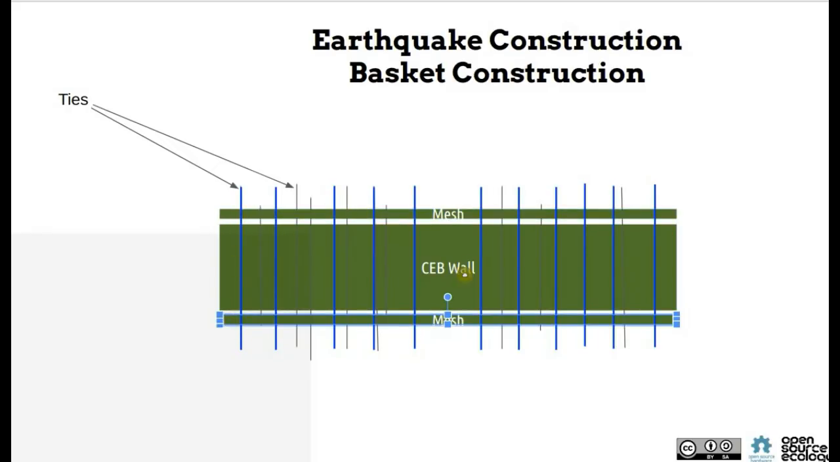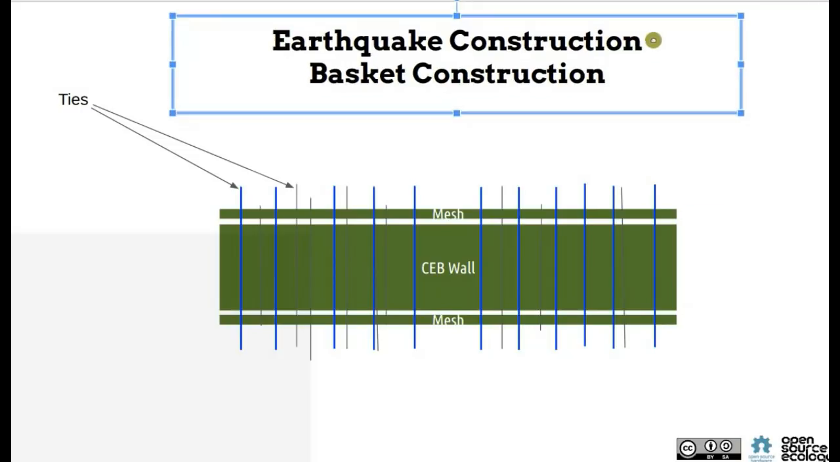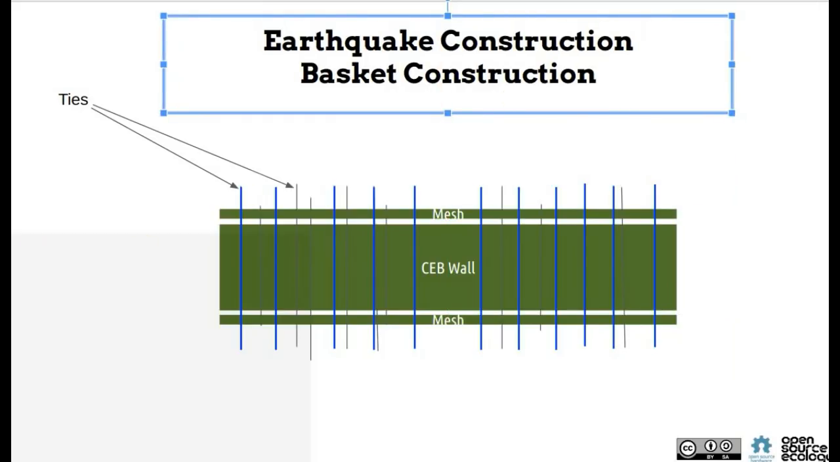But basically you wrap the two sides of the wall in a mesh, and then you do cross ties through the wall. So as you're building the wall up, you put in metal ties, just metal wire that is strong enough that you tie the mesh to later on when you put the mesh on. It's called double basket construction, and this is used for earthquake stabilization. So that's what we're going to be planning on doing.